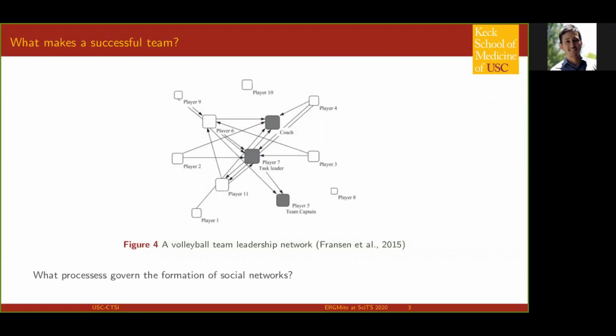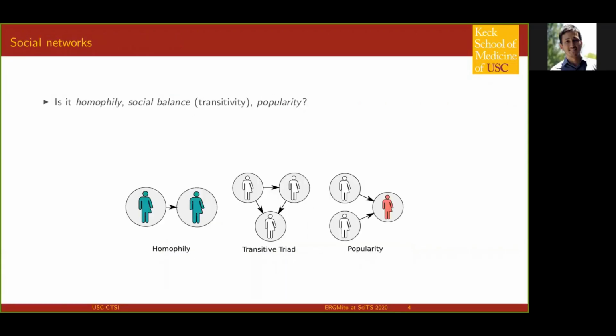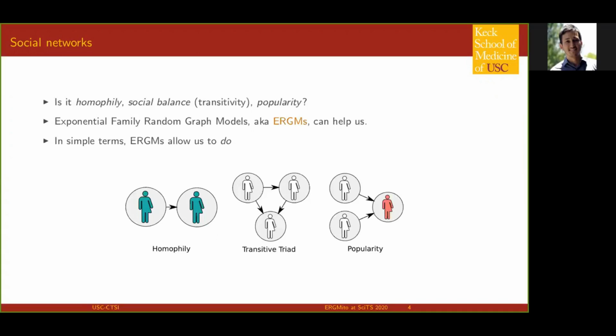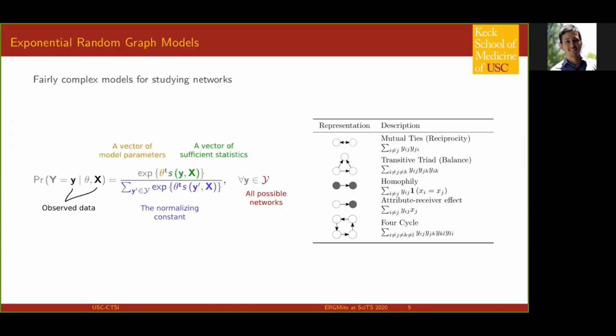So we need to understand what the processes are that govern the formation of social networks. That means seeing whether homophily, which is the tendency of individuals with a shared preference or something similar to create a tie, social balance, or popularity are the features that drive these networks. We can use exponential-family random graph models, also known as ERGMs, to understand this. ERGMs, in simple statistical terms, allow us to do statistical inference on network patterns. Exponential random graph models themselves are fairly complex models for studying networks.